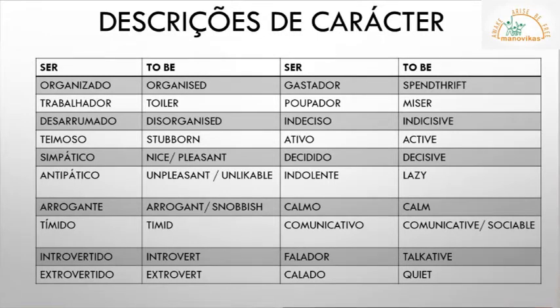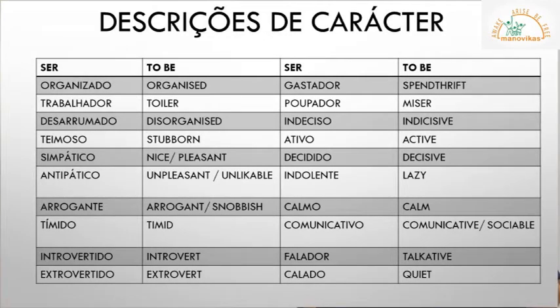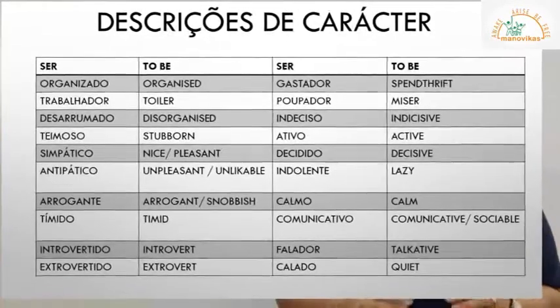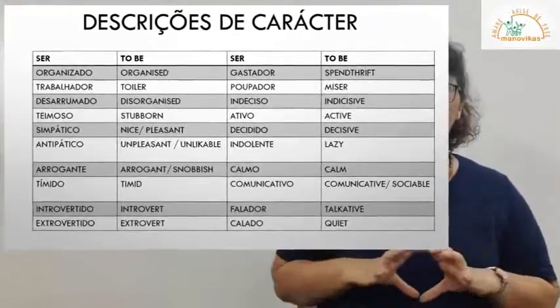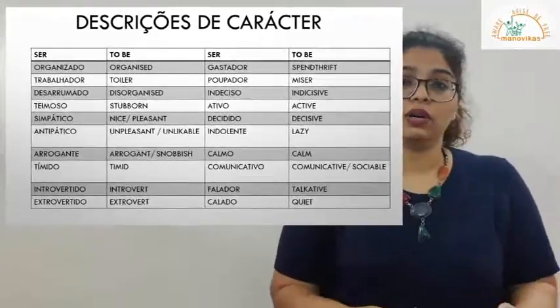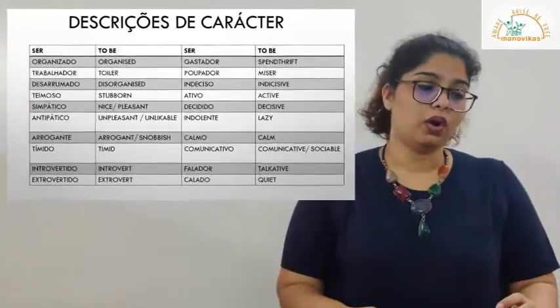Someone who loves to talk, talkative, not loud, but someone who loves to talk and loves to be in a conversation all the time. That person is called comunicativo or comunicativa. Again, falador, someone who is always chatting, like you all do in class. They are always talking, and never ending conversation. That person is called falador or faladora. And someone who's quiet, generally a very quiet person, is called calado or calada.